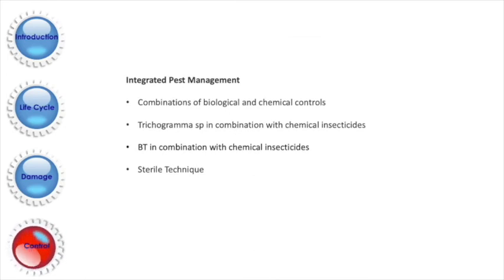Combination of biological and chemical controls have also proved successful. Application of trichogramma in combination with chemical insecticides gave good control of pink bollworm in India and Pakistan. And Bacillus thuringiensis, which is also called Bt, has been found to be effective in combination with chemical insecticides in Egypt.